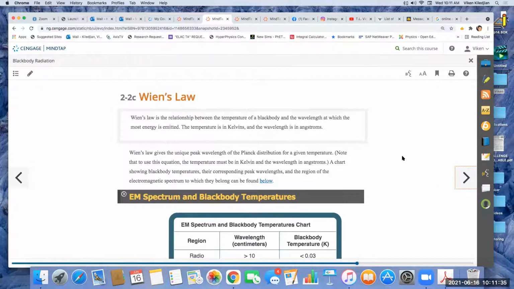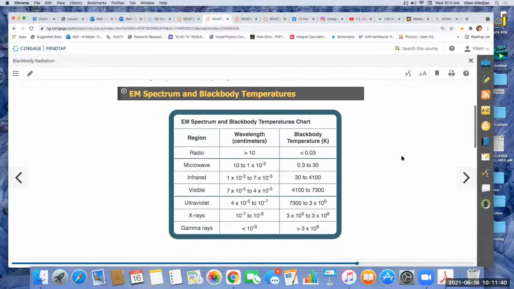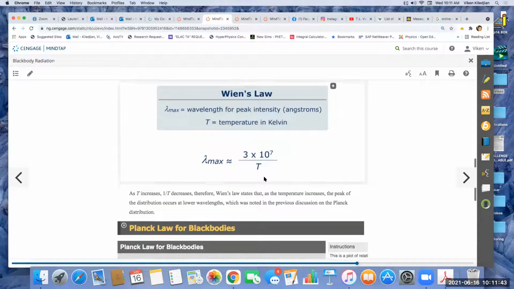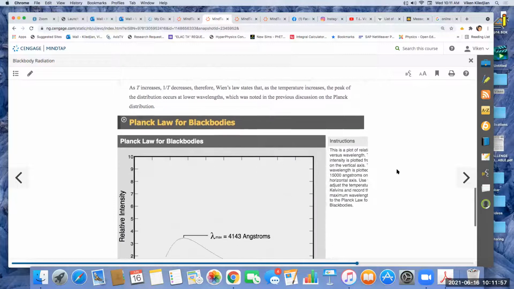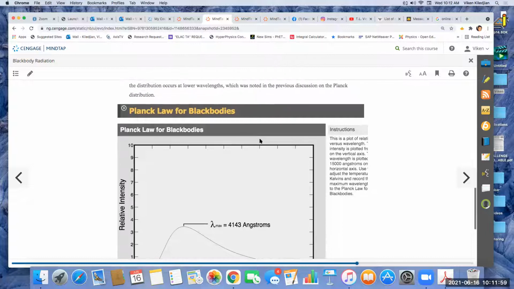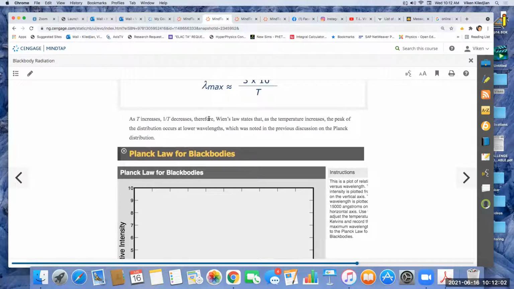Okay, this is where I pick up from what I was doing, Wien's law. This is the law that tells you, given a certain temperature, what is its wavelength? So as the temperature goes up, the wavelength goes down, which is what we saw from that graph. As T increases, 1 over T decreases. Therefore, Wien's law states that as the temperature increases, the peak of the distribution occurs at lower wavelengths.